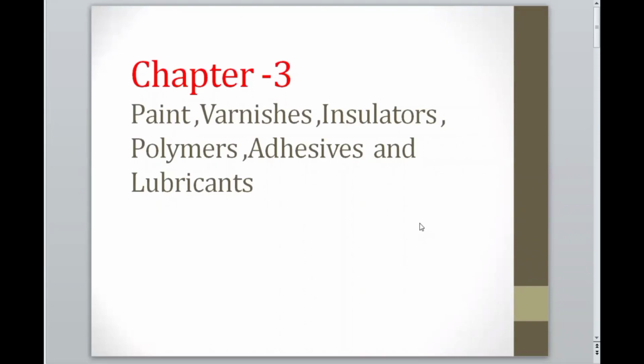In previous videos we completed our first two units. The first unit is chemical bonding and catalysis, and the second unit is metal corrosion, its prevention and electrochemistry. In today's session we start our third chapter: paints, varnishes, insulators, polymers, adhesives and lubricants. In this unit, 14 marks questions are asked in the examination. So let's discuss this unit.